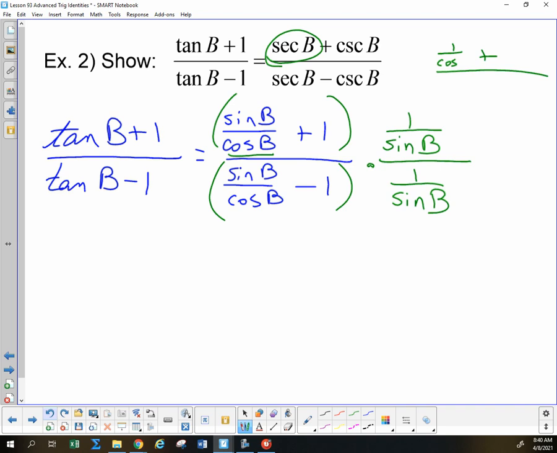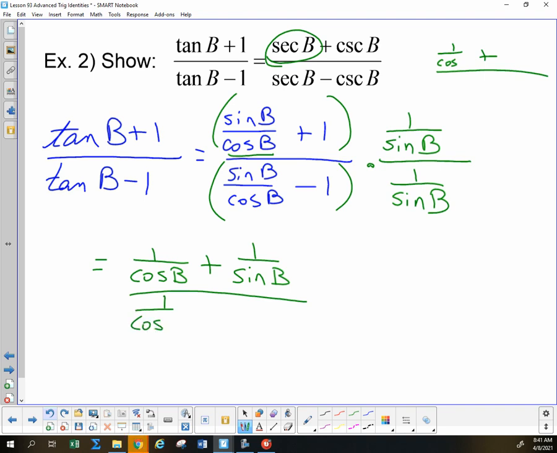Okay, let's see if this gets us anywhere. I may end up erasing and trying something else. But let's see if this gets us anywhere. So when I first distribute, that first term becomes 1 over cosine b. And my second term becomes 1 over sine b. I don't know if this is going to help. This is getting messier by the minute, isn't it? Let's see, then we distribute, and the signs cancel, and we have 1 over cosine b minus 1 over sine b.